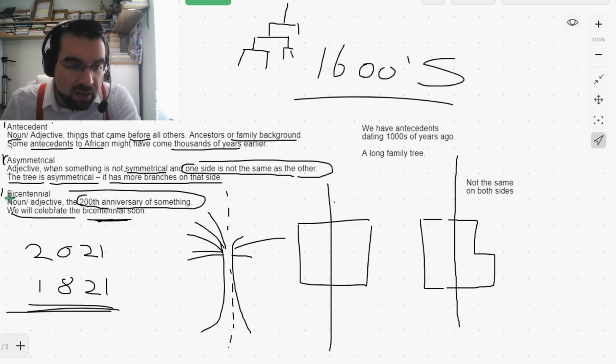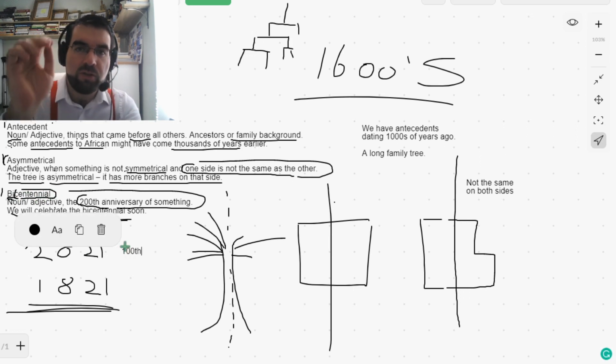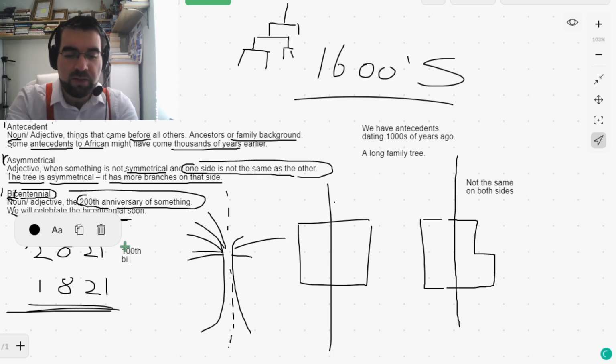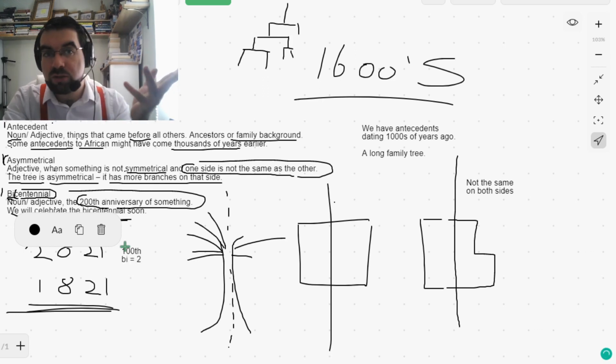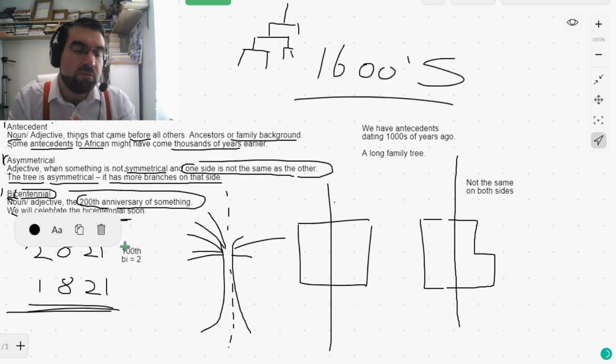So bi means two. Bi. And centennial. Centennial means 100th. 100th. So bi is two. So the 200th. 200th what? Bicentennial anniversary. Bicentennial celebration. Makes sense. How cool is that? Yeah.